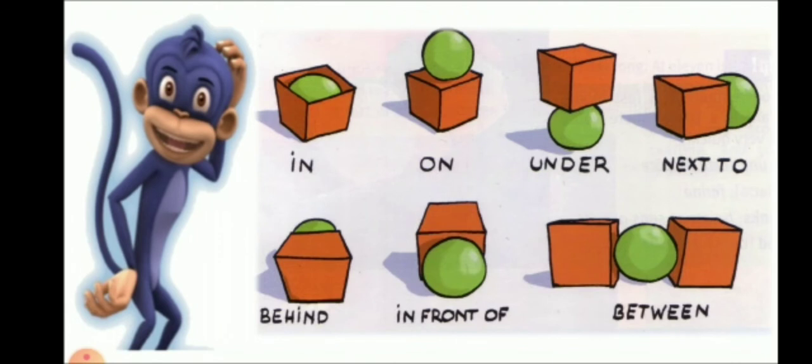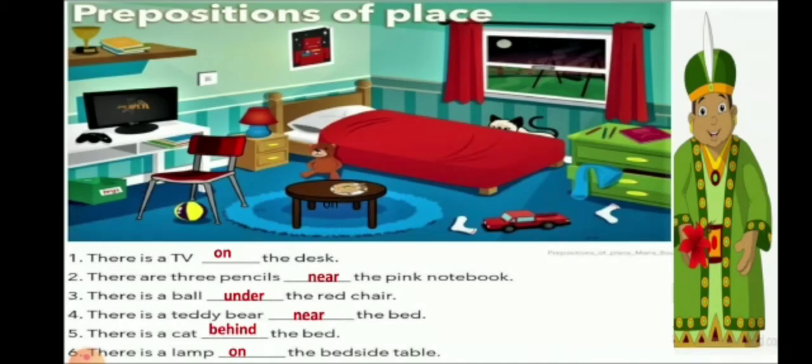Now look at these pictures. In, on, under, next to, behind, in front of and between. All these are prepositions of place. Now let us understand with examples. See the picture and try to understand the examples.